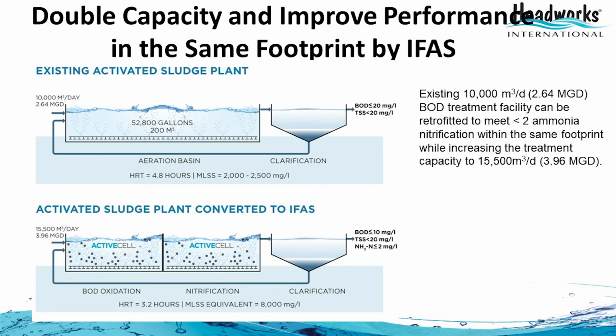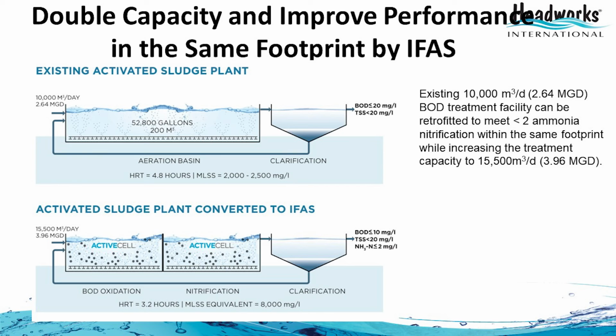So to summarize the conversion of an existing activated sludge plant, for example, if we have 50,000 gallons, about 200,000 liters, or 200 cubic meters of tank volume, and you're doing only BOD removal and treating 10,000 cubic meters per day of wastewater to meet BOD and TSS limits, we can convert this plant into a nitrification plant, adding ammonia removal and also increasing the flow capacity by 50-60%. We can do all that within the same tanks, meet the new requirements for ammonia removal within the same footprint, and increase the capacity also.